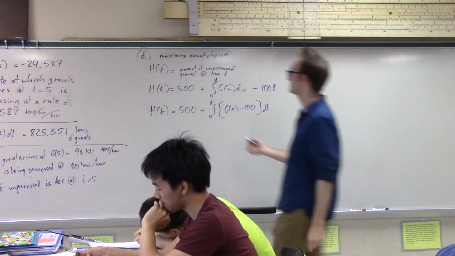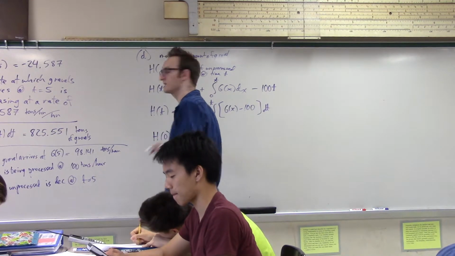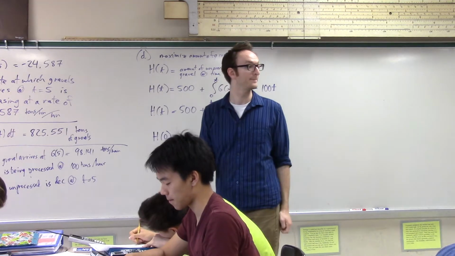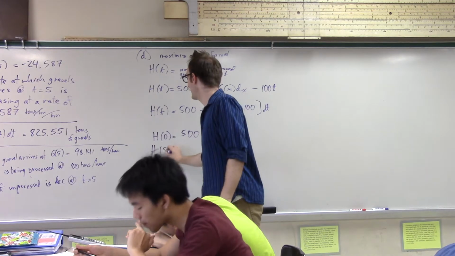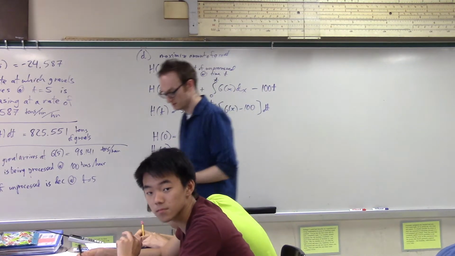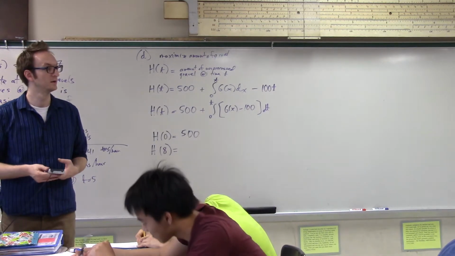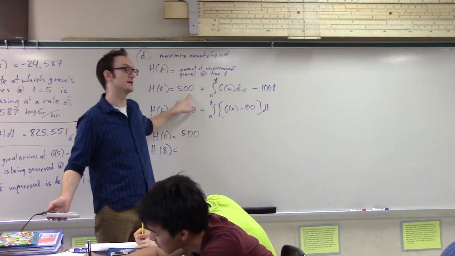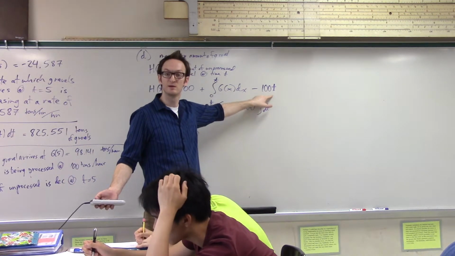Okay, let's do endpoints first. What is h of 0? How much gravel is there at time 0? 500. Yeah, duh. How much gravel is there at the end of the day? 825.55. It's the number we got earlier, plus 500 minus 800, basically, right? Is everyone okay with that?